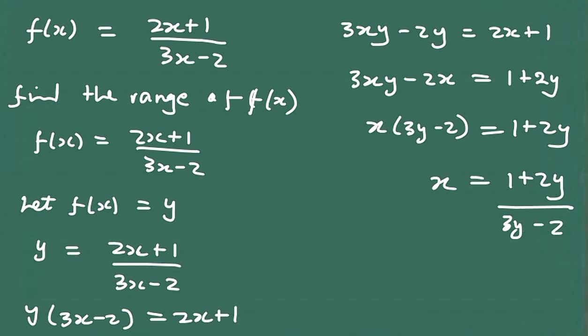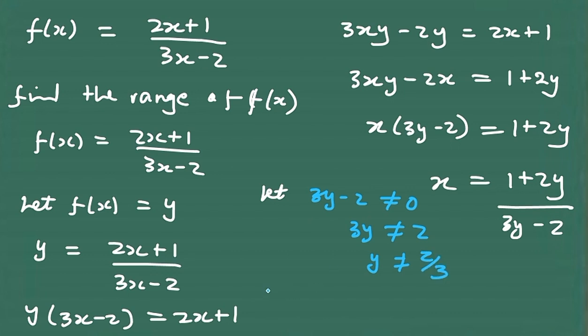Okay, now this is the inverse of the function. Recall this was y equals 2x plus 1 all divided by 3x minus 2. Here we have the inverse to become x equals 1 plus 2y all divided by 3y minus 2. So to find the range of this function, we can say that 3y minus 2 should not be equal to 0, okay? So if it is not equal to 0, it means that 3y is also not equal to 2, and y is also not equal to 2 over 3.